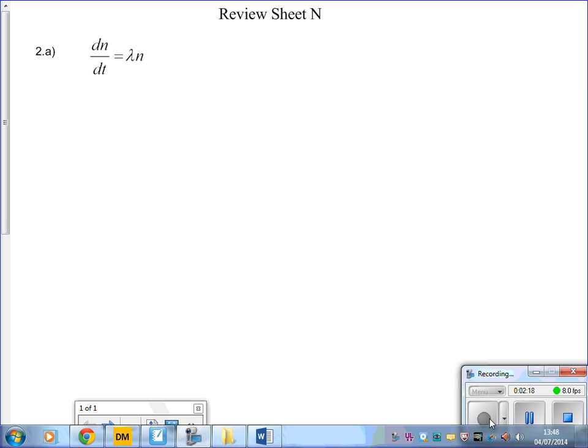In question 2a, again, let's make sure we've got the same letter on the same side. So 1 over n dn. The lambda is a constant, so it's just staying there. We're treating it just like a number. dt. Once I've got those split, I can integrate both sides. 1 over n integrates to ln n, and here I'll have lambda t plus c. So exactly the same as in question 1a then.